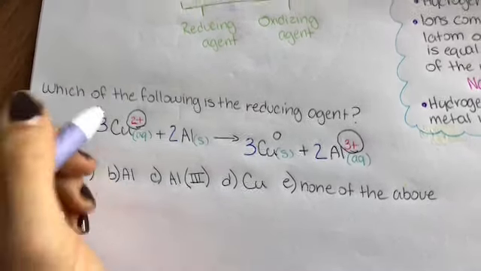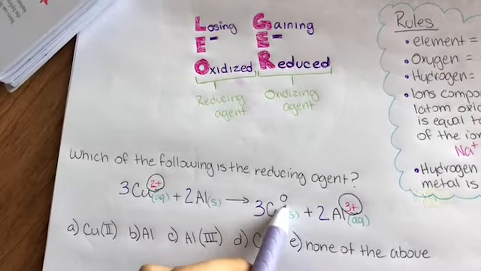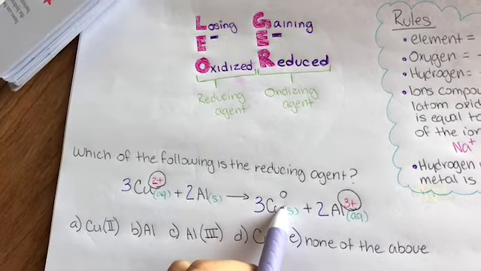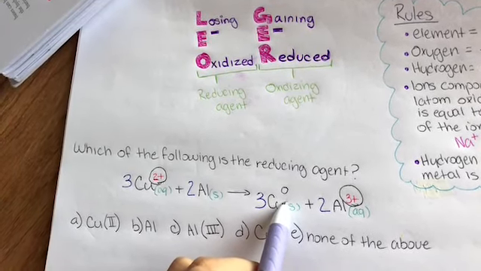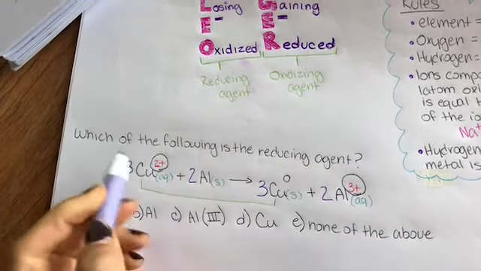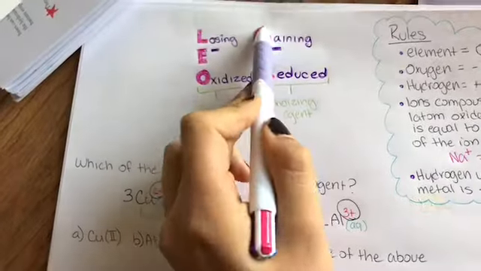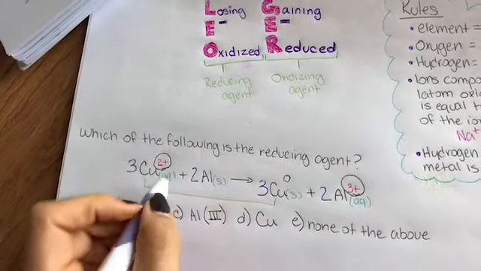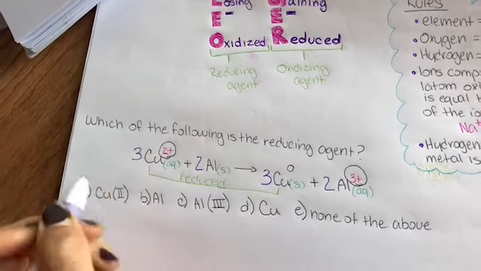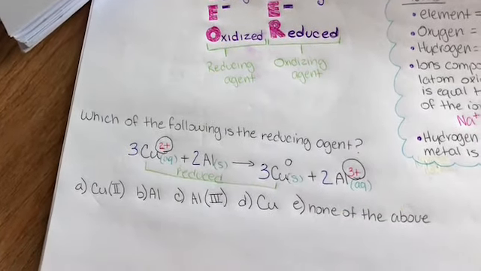Because it is gaining electrons, that would be reduced. So because it is gaining electrons, that means that it is reduced. And that would make it our oxidizing agent.